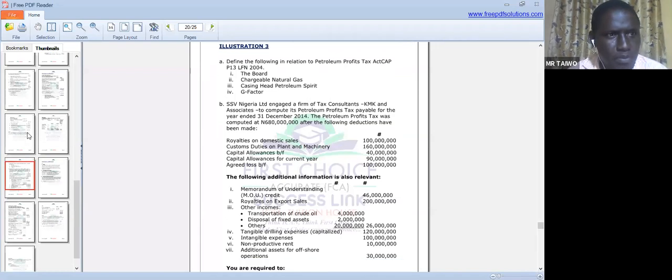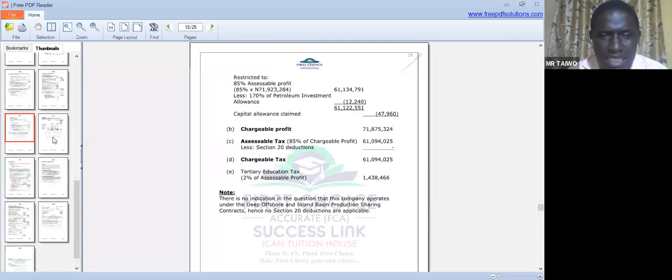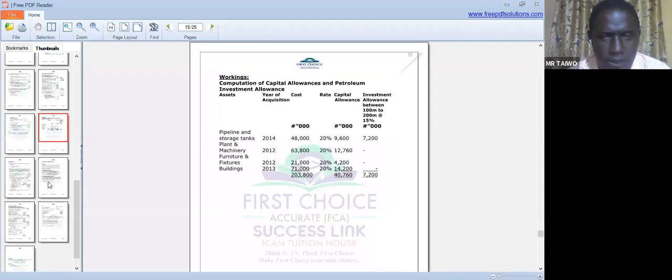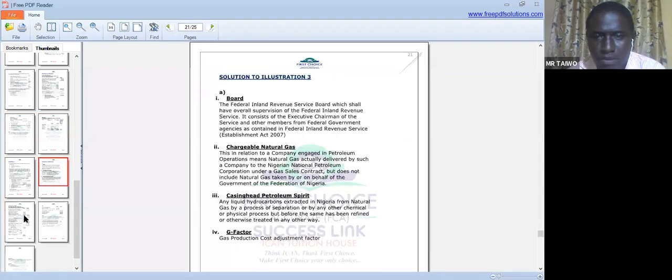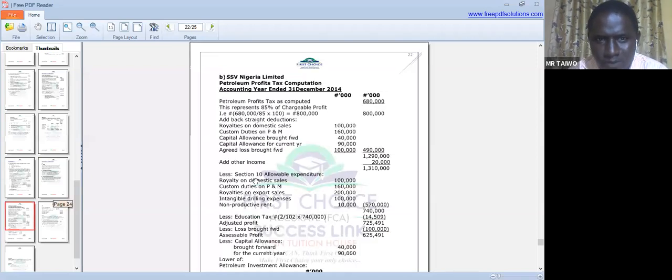So, if you identify that, then what do you now need to do? You now see royalty on domestic sales, 100. Custom duties, you can see 160. Royalty on export sales is 200. Intangible dividend expenses is 100. Don't put the one that is capitalized. Non-productive rent is 10 million. If you now add all this together, you remove it from this 1,310,000. It gives you almost 740 million.